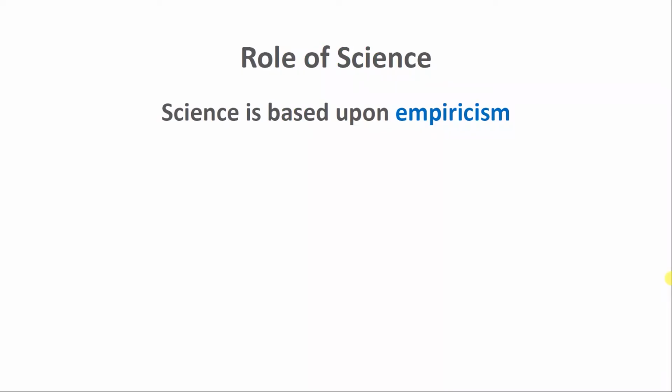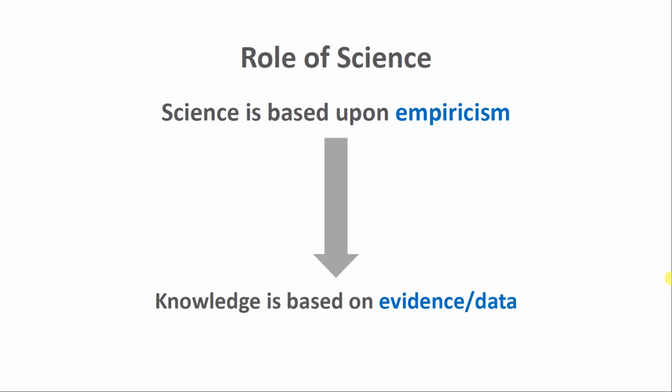So let's start with science. So what is the role of science? Well, science is based upon empiricism. And so what does that mean? Well, empiricism means that knowledge is based on evidence or data. Or in other words, truth needs evidence or data. So in order to gain knowledge or to find or seek truth, we need to acquire evidence and data. So that's really at the heart of what we're considering to be science here.